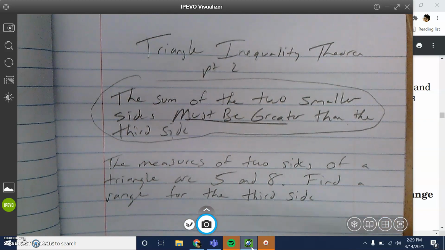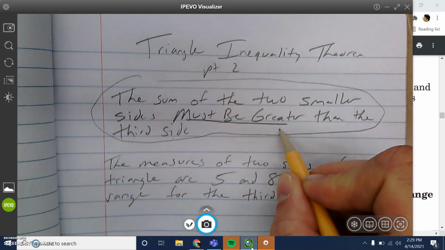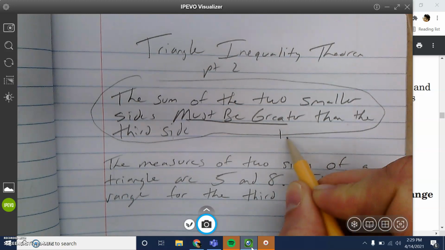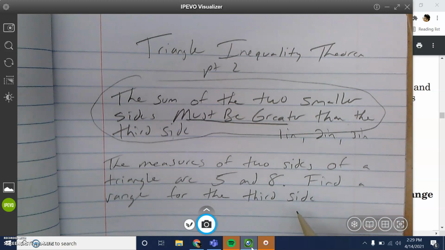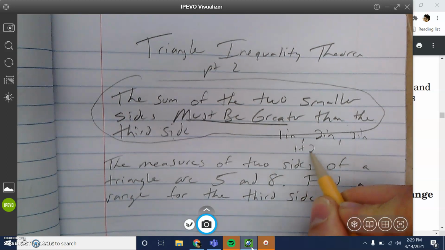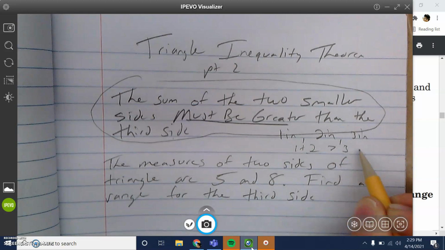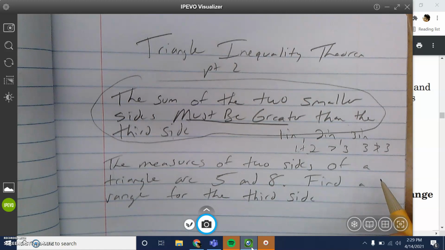So last time we worked on all the different ways that we can see whether a triangle is a triangle. For example, if we had 1 inch, 2 inch, and then 3 inches, is that a triangle? No, because you add up the two smaller sides and 1 plus 2 is 3, and 3 is not greater than 3, so therefore it doesn't make a triangle. So we worked on that last time. We're just given 3 lengths. But what if we're only given 2?